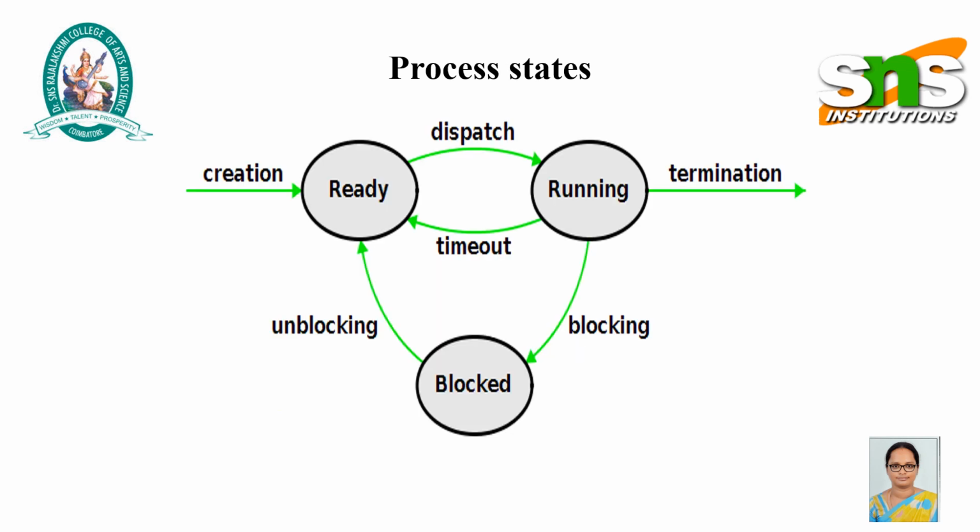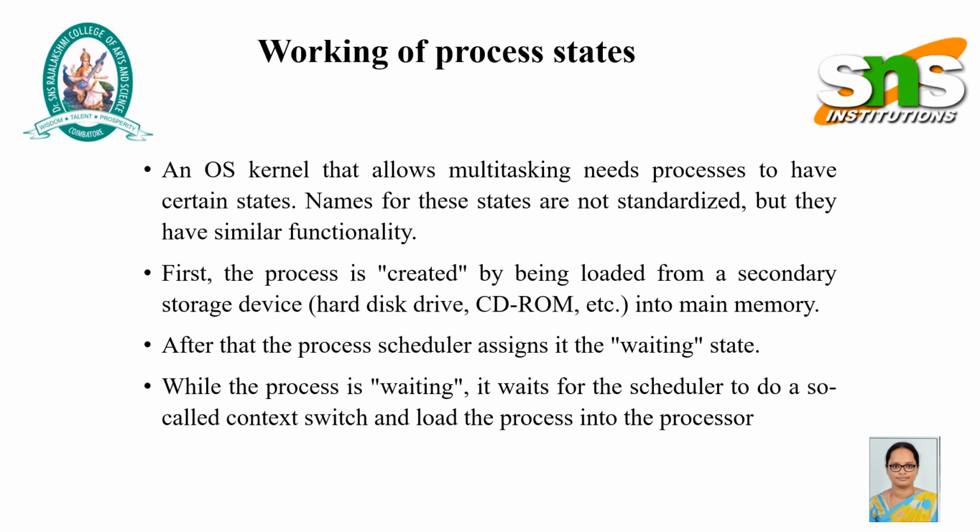So this is the pictorial representation of process states. Here we have three states: ready, running, blocked. In between them, we have many operations. We are using many methods, and by the use of those methods, we are executing a particular process. The working of process states is given here.